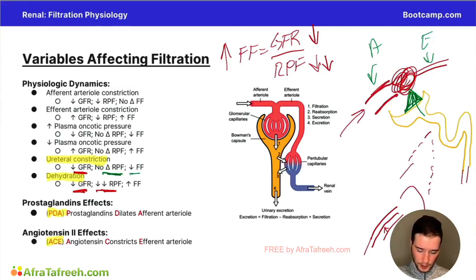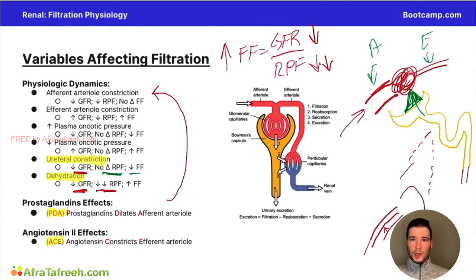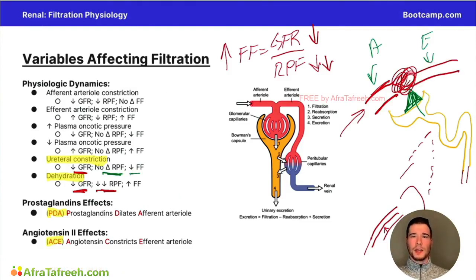Well, let's look up here. We dilate our afferent arteriole, it's going to be the opposite of this. So now we've made it wider, we're going to increase GFR, we're going to increase renal plasma flow, and still probably not have any change to the actual filtration fraction. And the last one they like you guys to know about is angiotensin and how it constricts the efferent arteriole. This becomes super important when we talk about the RAS system, the renin-angiotensin-aldosterone system, a little bit later on.